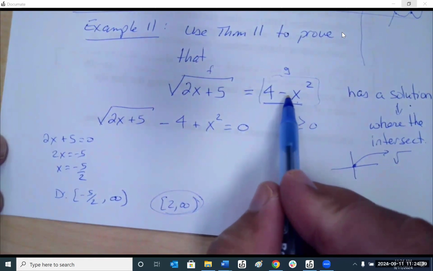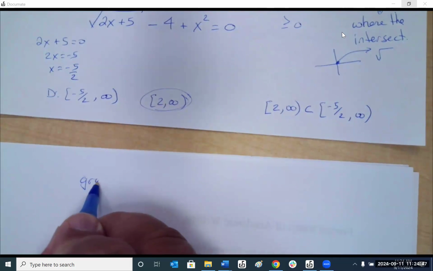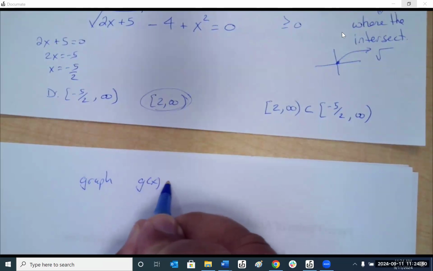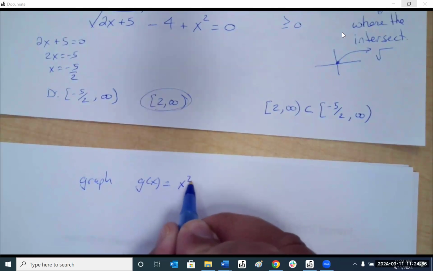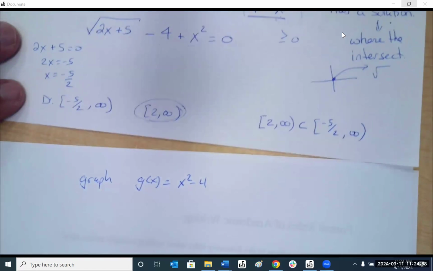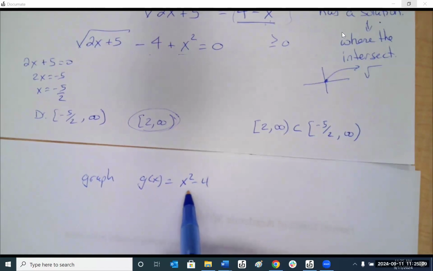What is the graph of this one going to look like? What's the graph of g of x equals x squared minus 4? We'll move it over here. No calculators, so this is basic stuff. What is the basic idea of the graph? It's not a square root, it's a squared. What does x squared look like?